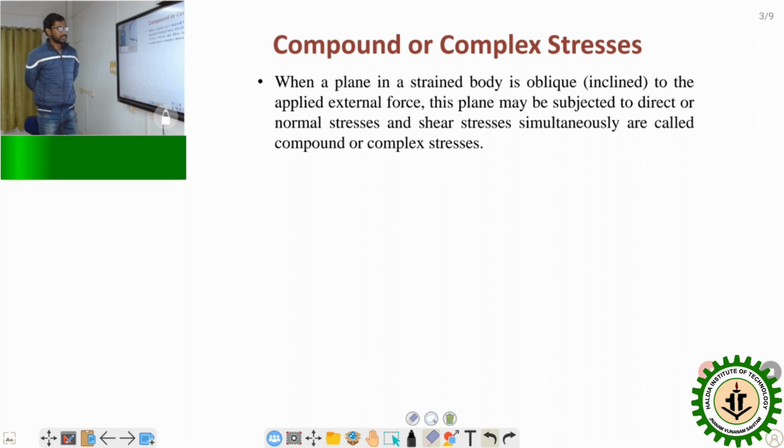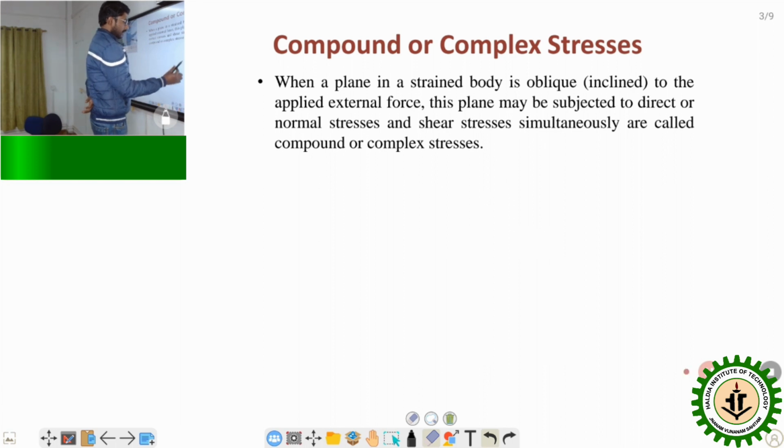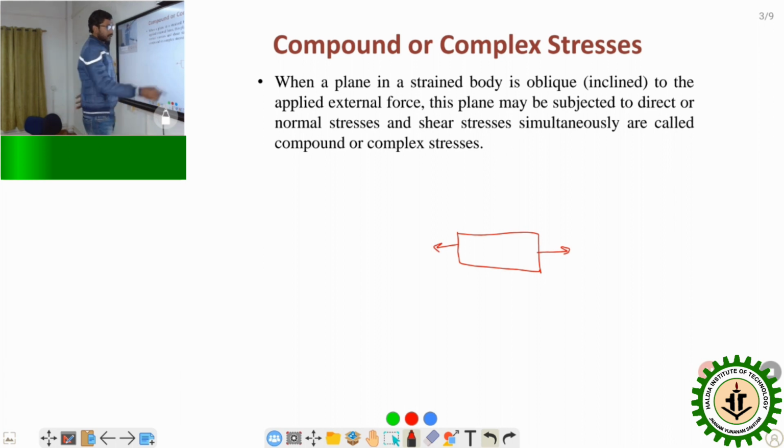Before going into detailed discussion about principal stresses and principal planes, we have to understand what a compound or complex stress system is. Suppose we consider any structural component subjected to uniaxial stress. Then for different inclined planes, there are two stresses present, which are normal stress and shear stress. If we consider different planes at different angles theta, we will have different sigma n, which is normal stress, and tau.